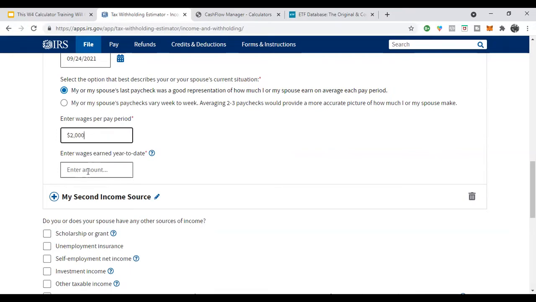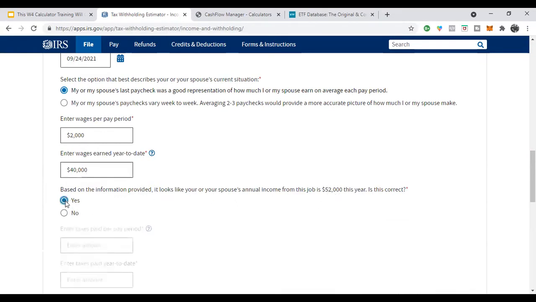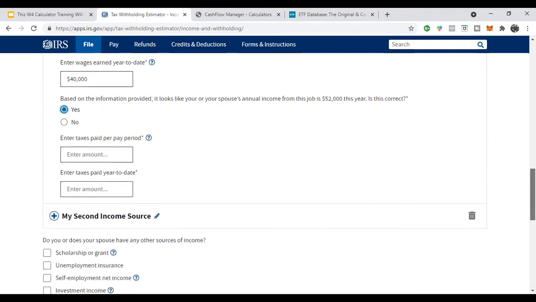Enter wages earned year to date. It's October, so if it's $2,000 per pay period, that's $4,000 a month times 10. So we're at $40,000 year to date, give or take. I know that number's a little off, but he still has 2 months left to work. That's right. All right. So based on the information provided, it looks like your or your spouse's annual income from this job is $52,000 this year. Is that correct? So they're calculating the money. And this was my math. My math was off by about $2,000, but hey, we're going to say yes. $52,000 is the amount that it looks like he's going to make.